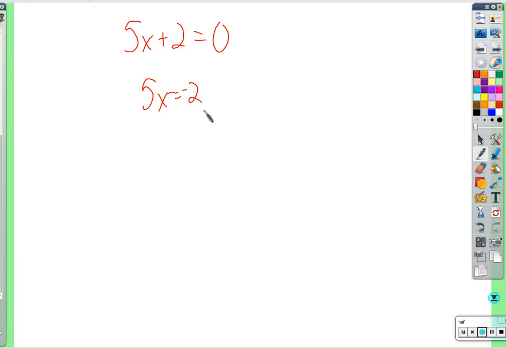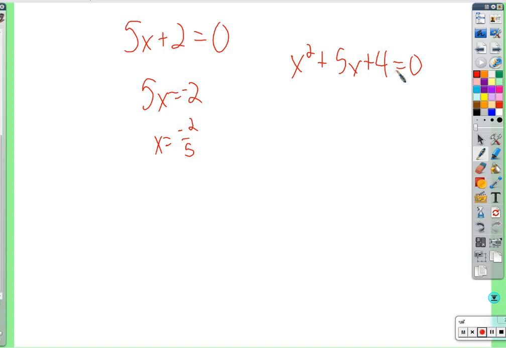Okay. Just think, if you had never learned about factoring, what would you do with this problem to solve for x? Get x by itself. Subtract 2. There you go. Yeah? Negative 2. And then? Divide by 5. X equals negative 2 fifths, right?